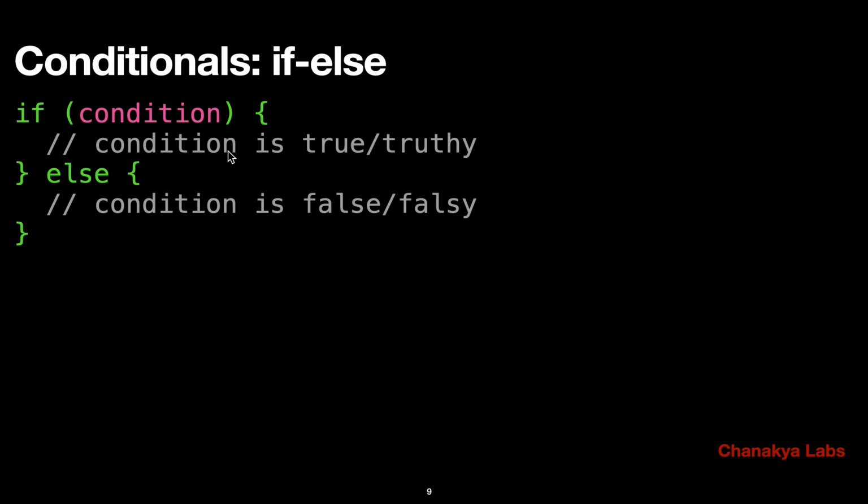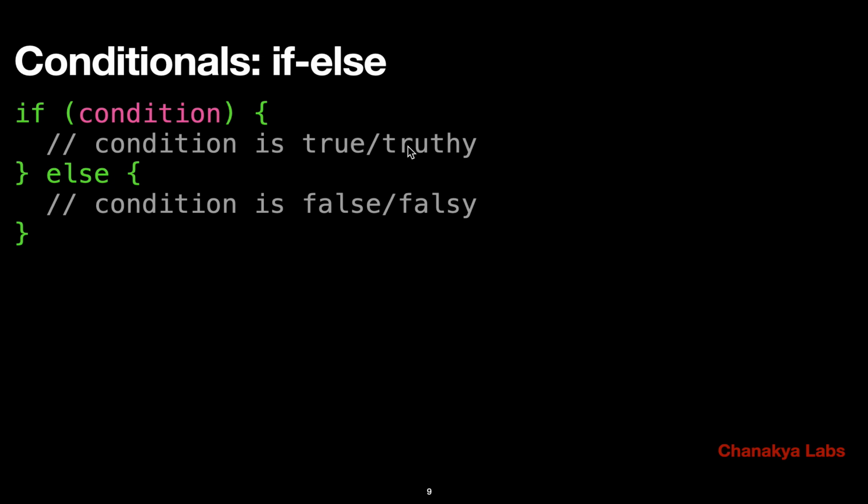Next, let's come back to that point which I was mentioning earlier, which is written here, that the condition is true or truthy, which means that this condition need not always be a true or false value. It might be truthy or falsy, which means that any expression you put here, any value in JavaScript, is either truthy or falsy. Based on that, if that expression is truthy, then it will be treated as true, otherwise it will be treated as false.